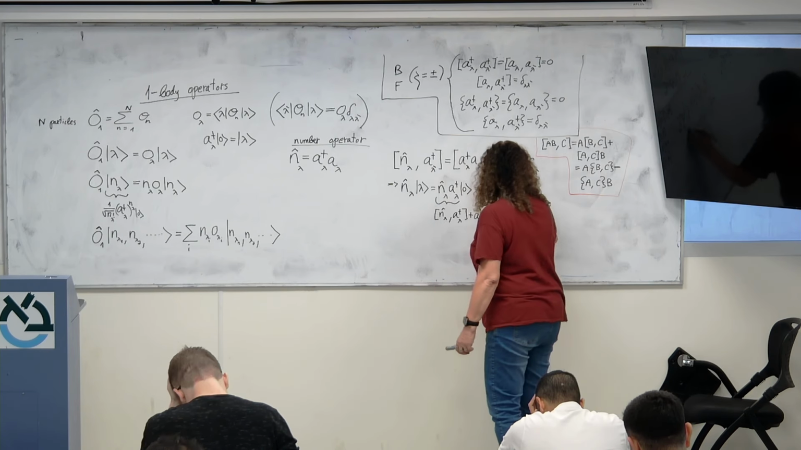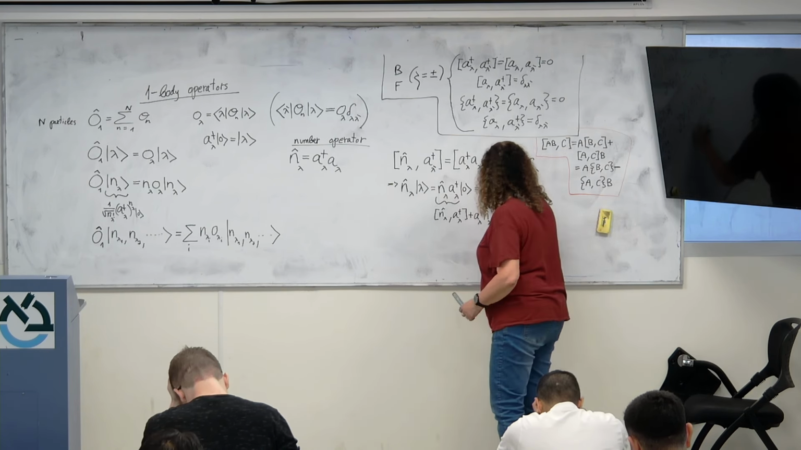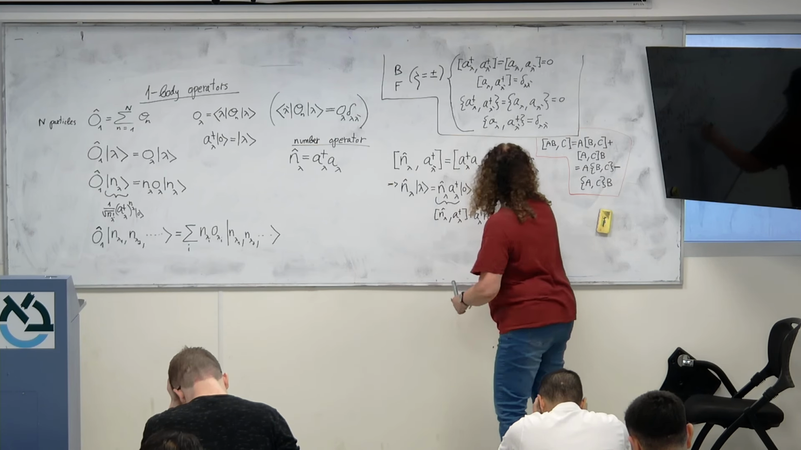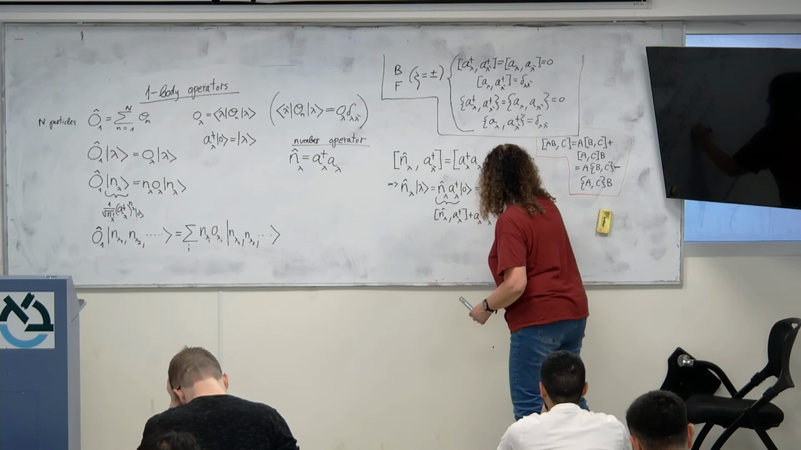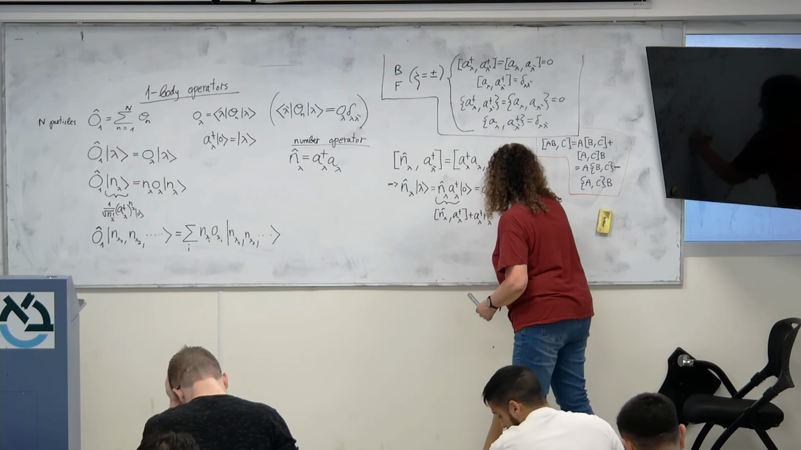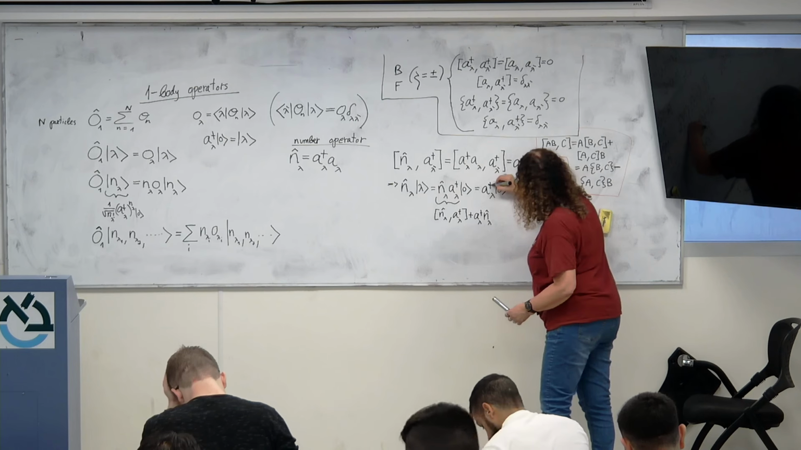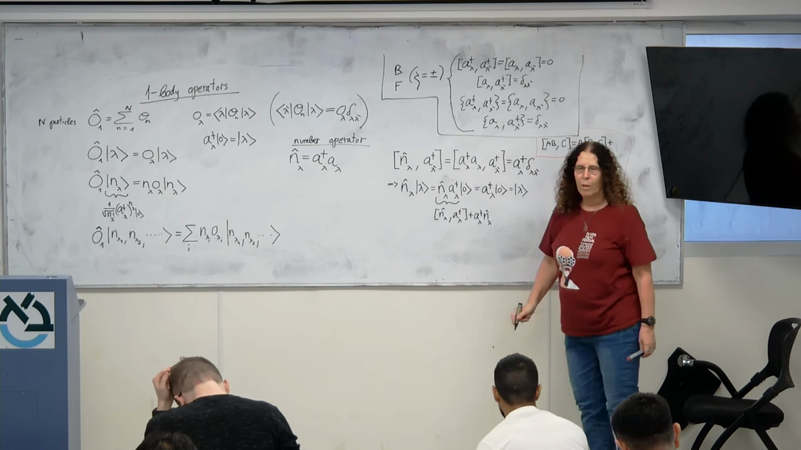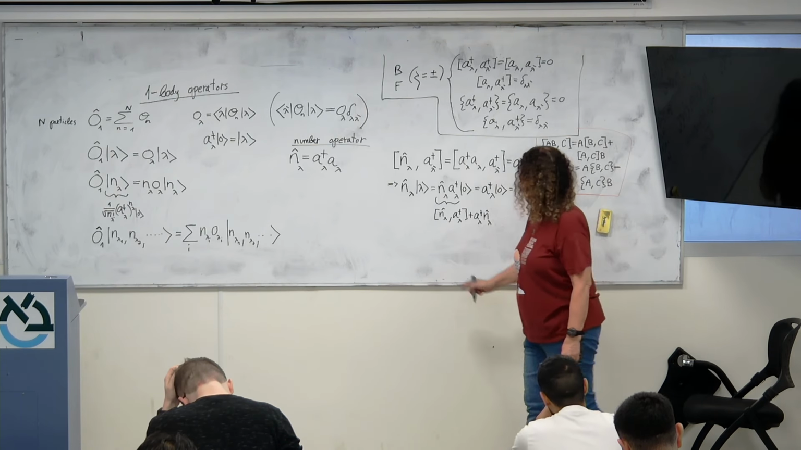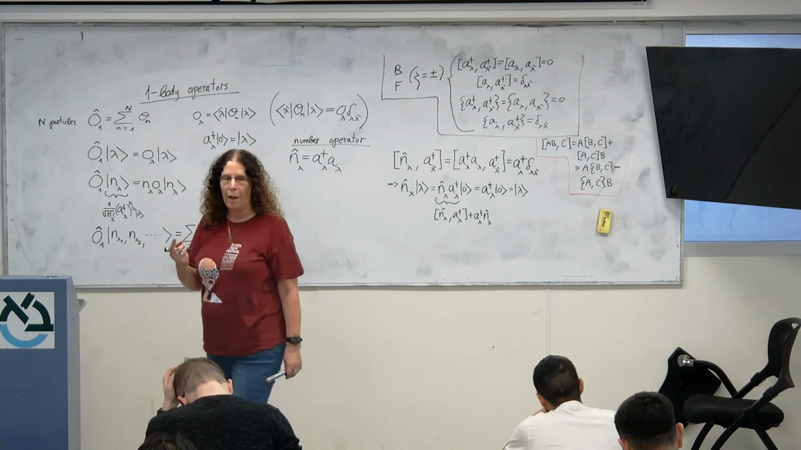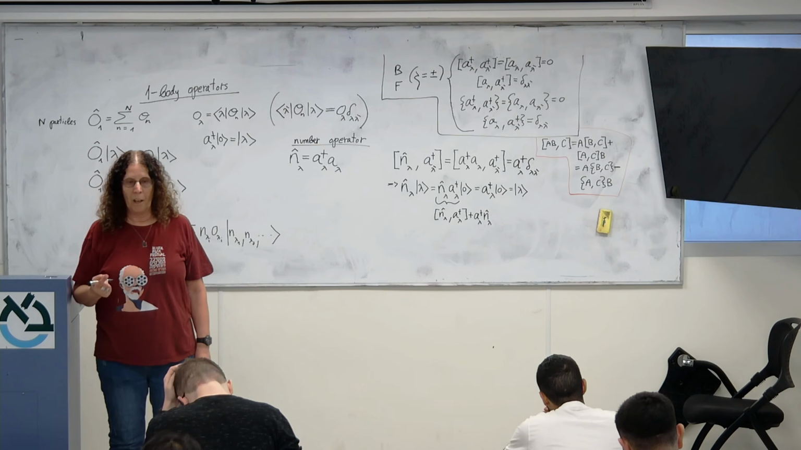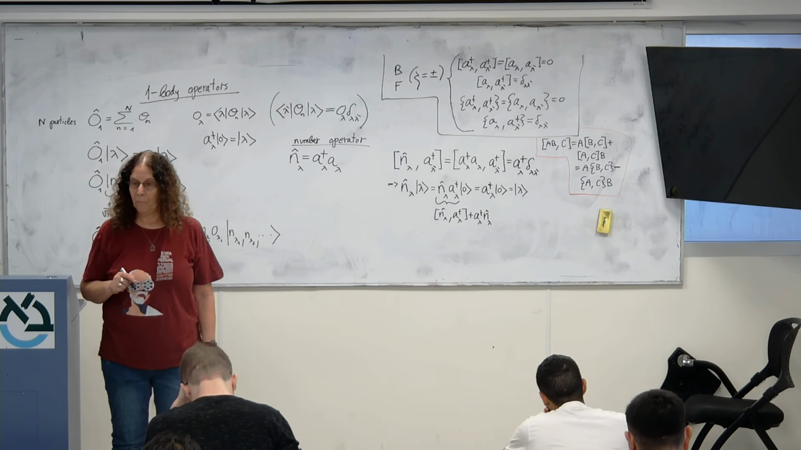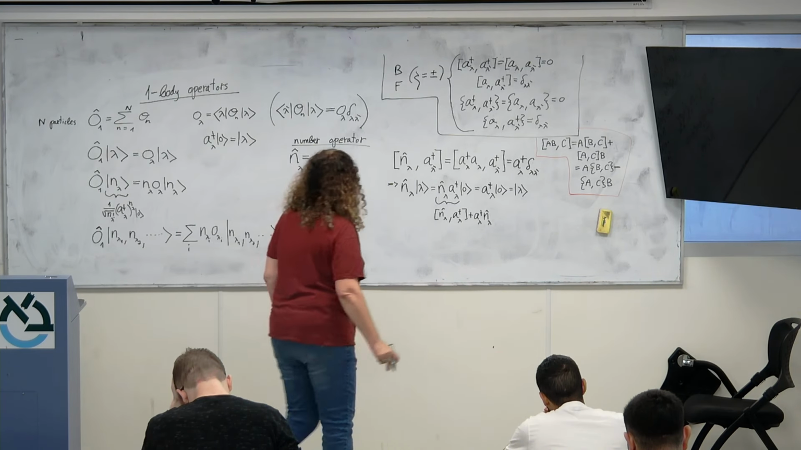So the state λ is an eigenstate of the number operator. As we learned from here, this is nothing but a_λ† acting on the vacuum, which is the state λ. So if I apply the number operator on a single particle state, it just gives me the eigenvalue 1. Okay?